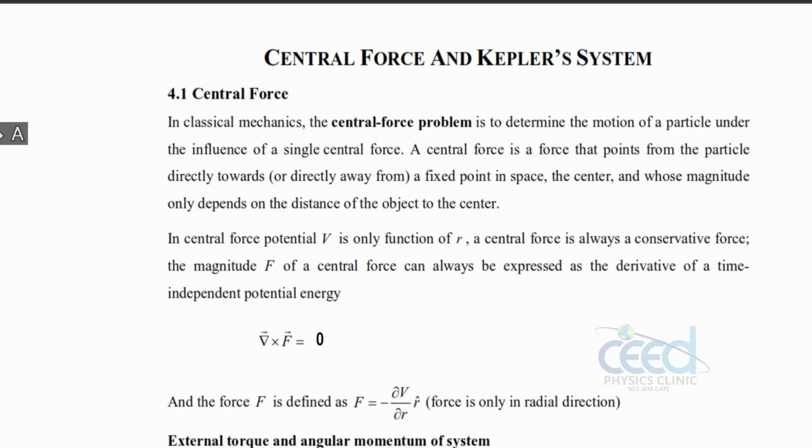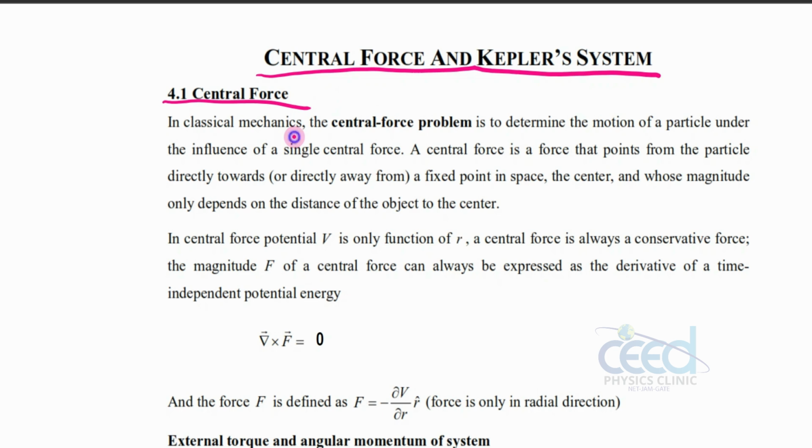Hi friends, good morning. Today we are going to start with a new section of general mechanics, that is central force and Kepler system. Right. So before coming to that, we can discuss what is a central force.